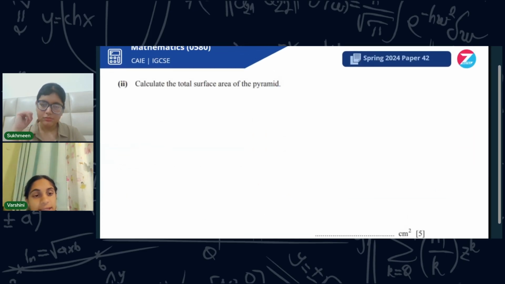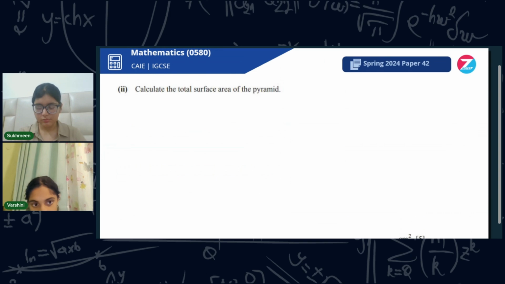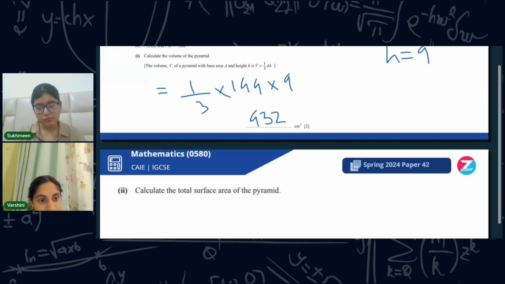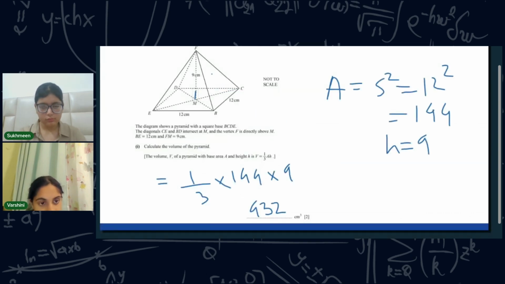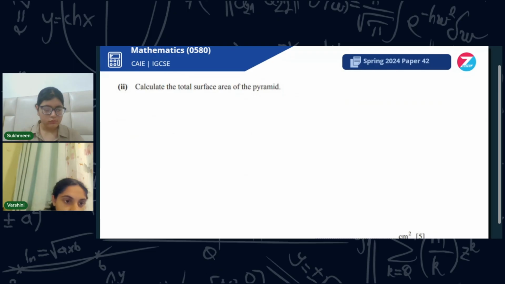Okay, calculate the total surface area of the pyramid. So we want this triangle plus the back triangle plus the side triangle. We know that all those triangles are going to be the same. So basically we just want this triangle into 4 plus the area of the base, because at the bottom it's going to be a surface. So we already know the area of the base. So we can say over here base equals 12 squared equals 144.